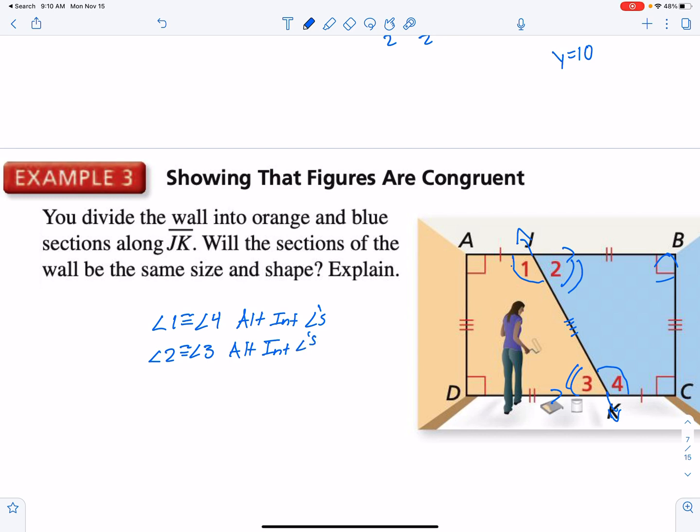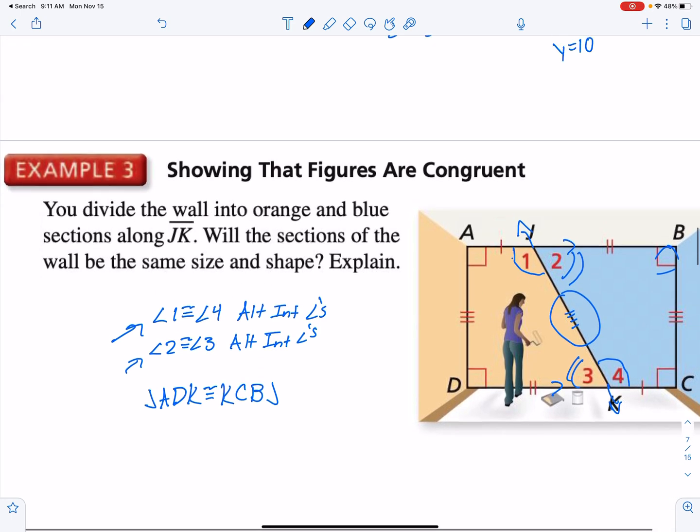So now if I wanted to list out a congruent statement, I could sure do that. I could say polygon or quadrilateral, whatever you want to call it, JADK is congruent to the polygon KCBJ. All of those vertices match up, all those sides match up, so those congruent statements are true. Again, everything else is marked other than the 2 relationships that I have, and then the side JK being congruent to itself. So now I can say those are congruent polygons.